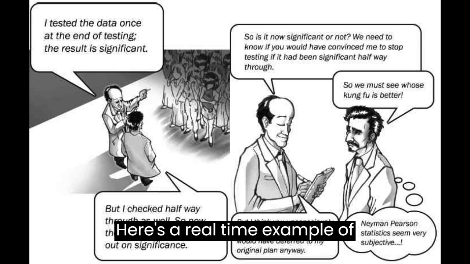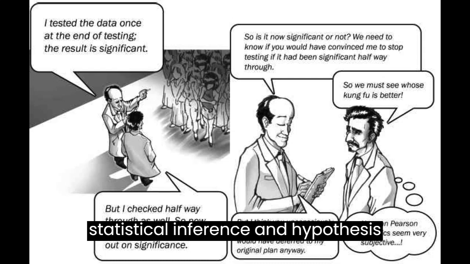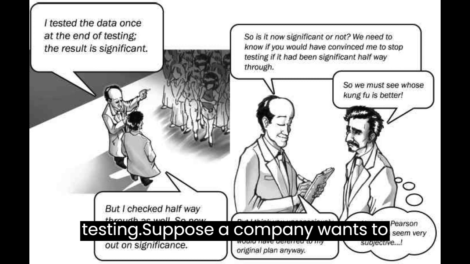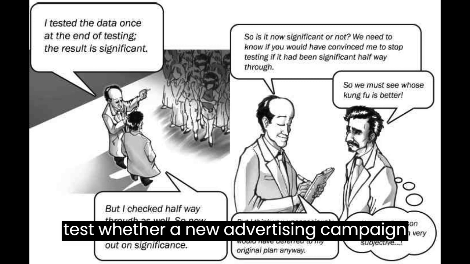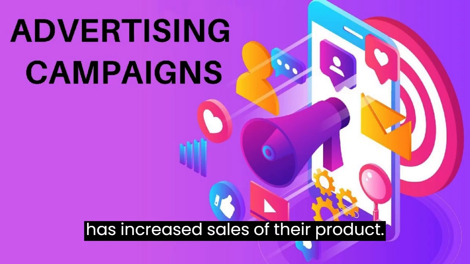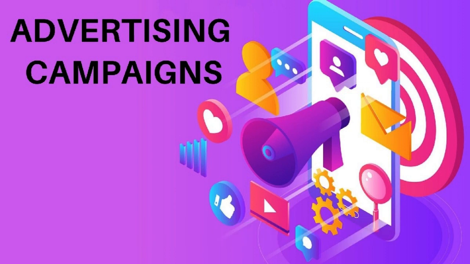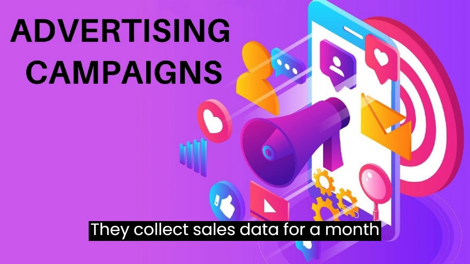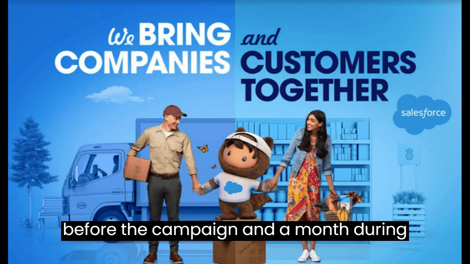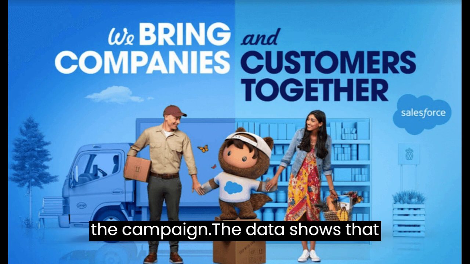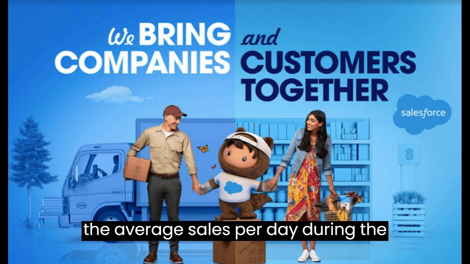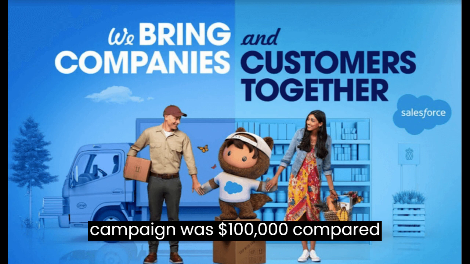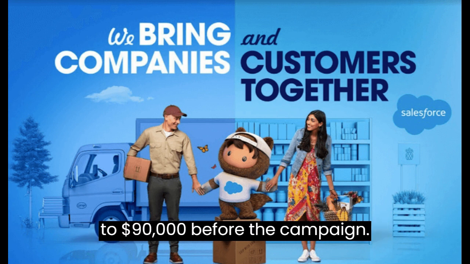Here's a real-time example of statistical inference and hypothesis testing. Suppose a company wants to test whether a new advertising campaign has increased sales of their product. They collect sales data for a month before the campaign and a month during the campaign. The data shows that the average sales per day during the campaign was $100,000, compared to $90,000 before the campaign.